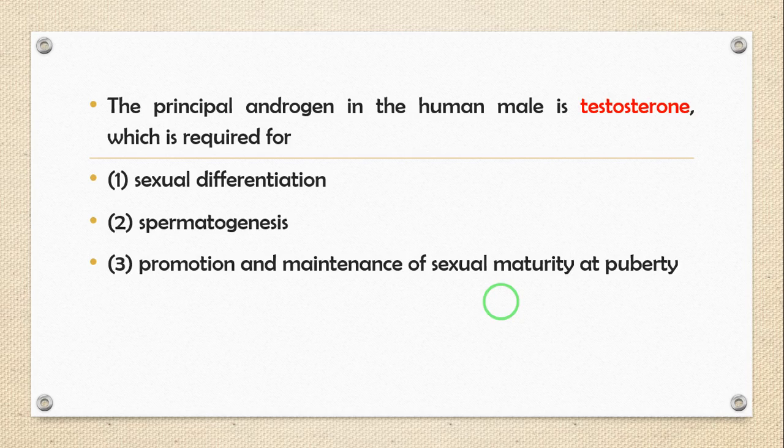Many androgens are found in the human male, but the most important one is testosterone. So what is the function of testosterone? It is important for the early sexual differentiation during embryogenesis, and also for the production of sperm in the process of spermatogenesis. At puberty it is important for the start and maintenance of sexual maturity, and even later in adulthood it is important for normal sexual acts.